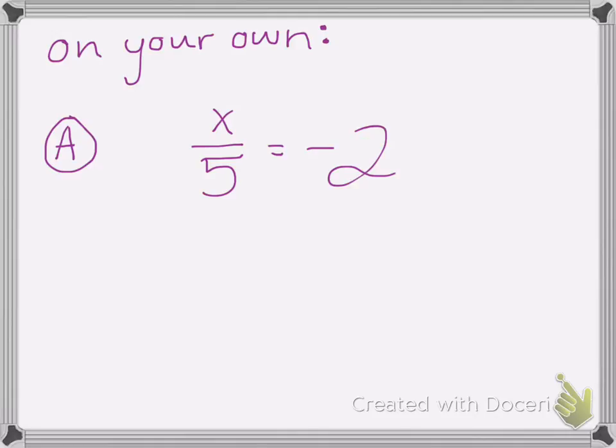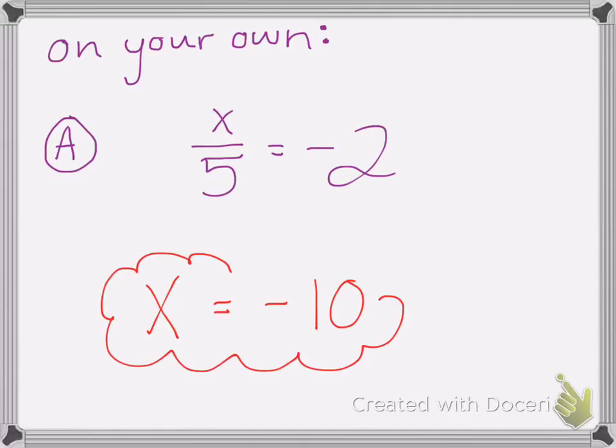Alrighty. Your answer should have been x equals -10. Did you get it? High five yourselves if you did, because what you would have done here is you would have multiplied by 5 to cancel those out. Whatever you do to that side, you must do to the other. Multiply by 5, that's how you get your -10. Awesome.